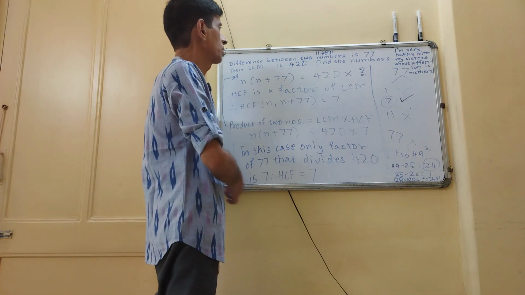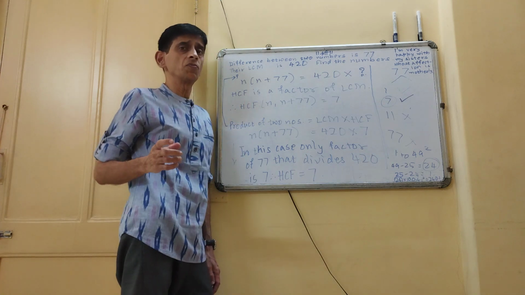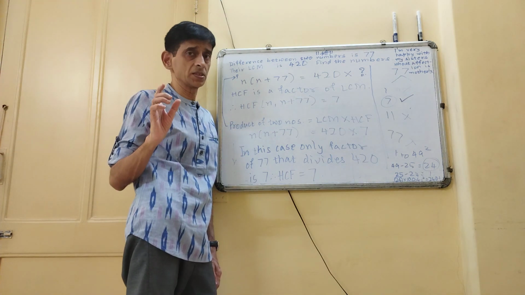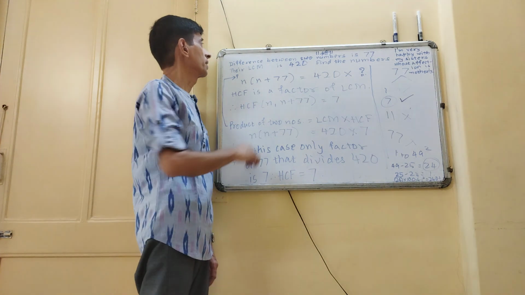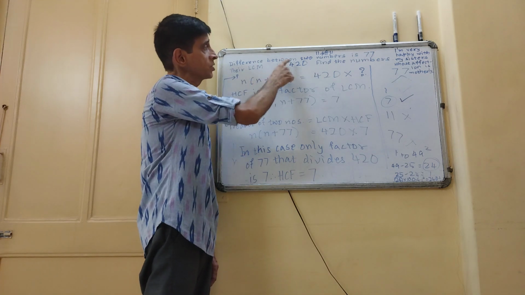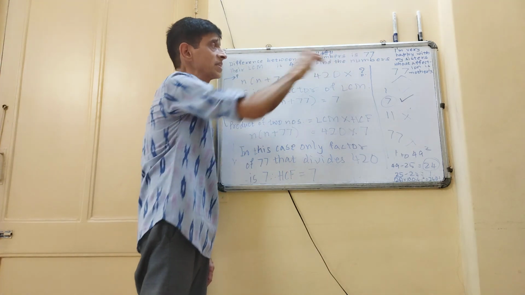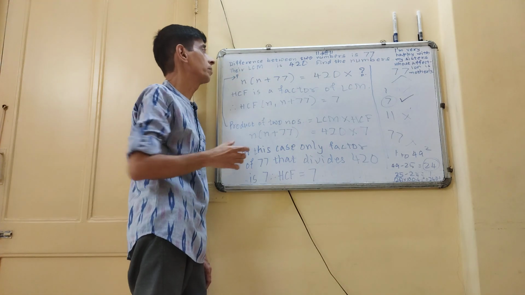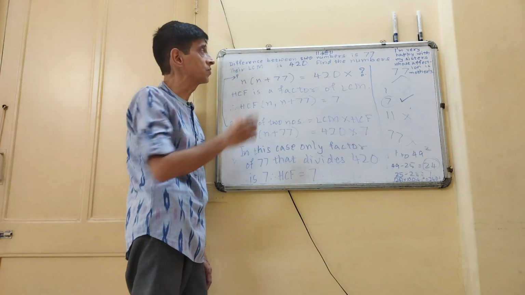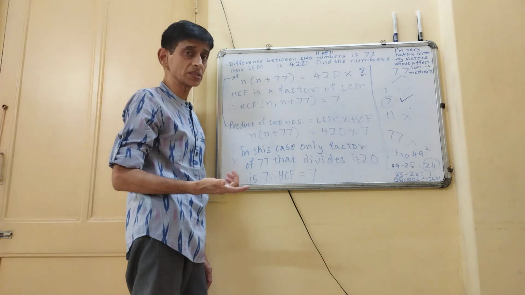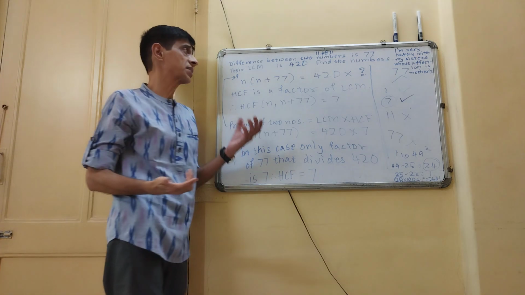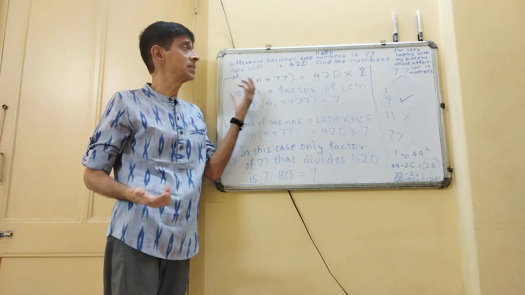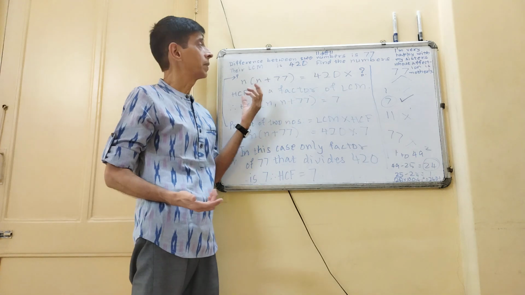Friends, today we are going to discuss a question which is based on numbers. You can say number system. The question is, the difference between two numbers is 77. Their LCM, lowest common multiple, is 420. Find the numbers.